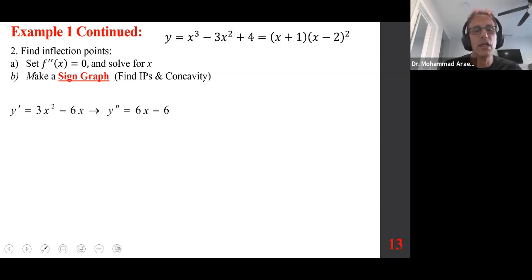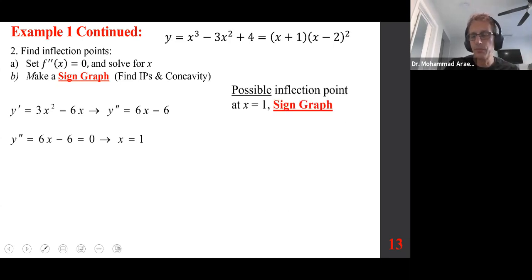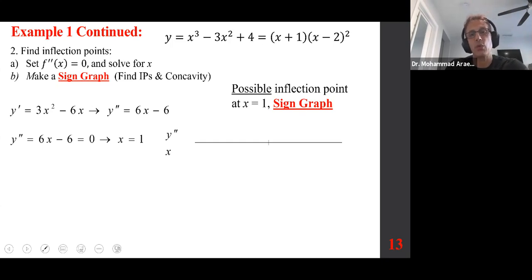So with that being the case, let's set y double prime equal to 0. We've already taken care of that, and at x equals 1, y double prime is 0. So we do the sign graph to see what happens. We are looking for an inflection point. We may have it at x equals 1. We don't know yet. We have to check it.